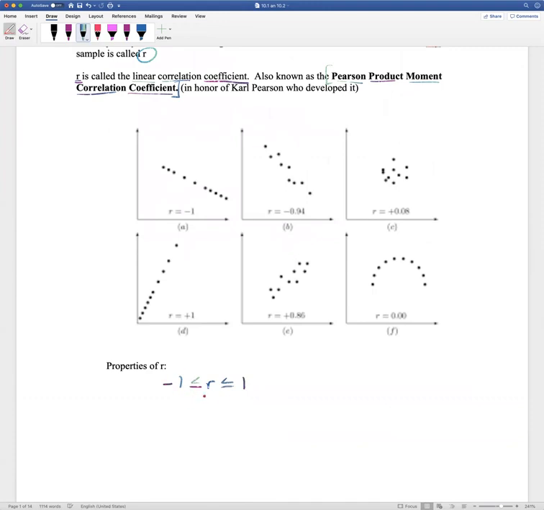If we say that R is equal to -1, as in this case over here, then we have exact linear correlation with a negative slope. Remember, we talked about positive and negative slopes. Negative slopes fall from left to right. Positive slopes rise from left to right. So if we know that R is equal to -1, we have a perfect line. That is, you can come up with one line that will hit all these points.